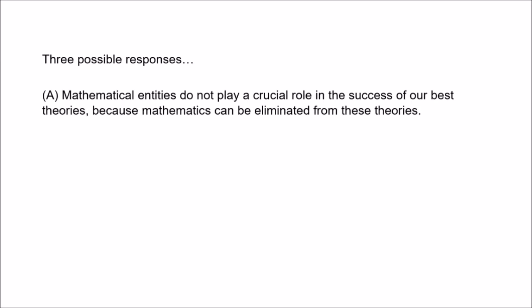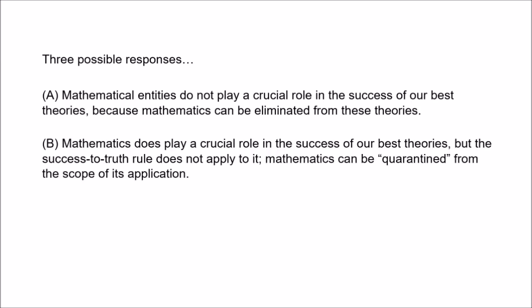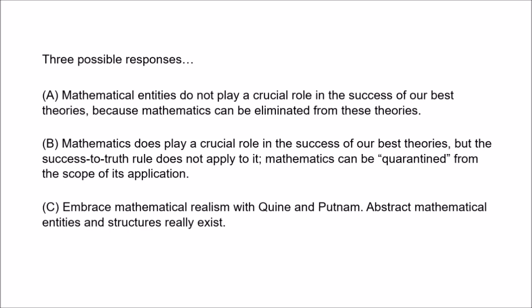And the responses available in the debate about mathematics mirror the responses concerning idealizations. It looks like there are three options. One is to eliminate mathematics. This is not a popular response, but it has been famously defended by Hartry Field in his book Science Without Numbers. So the claim here is that mathematical entities do not play a crucial role in the success of our best theories because mathematics can actually be eliminated from these theories. Second option is to quarantine mathematics by showing that the success to truth rule does not apply to mathematical claims. This is defended, for example, by Melia in Weaseling Away the Indispensability Argument and by Hunt in Indispensability and the Problem of Compatible Explanations. Or we might embrace mathematical realism with Quine and Putnam.